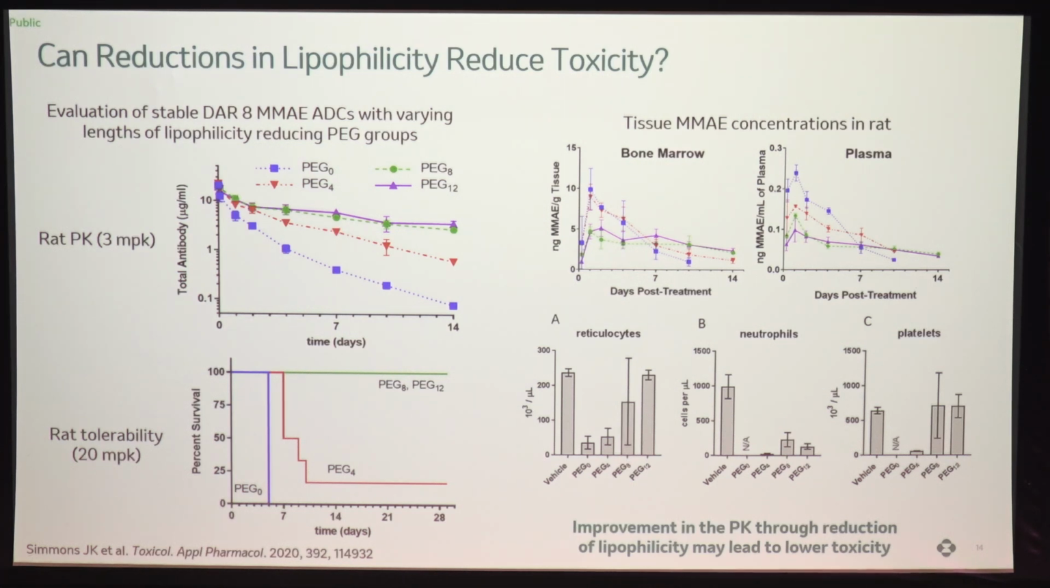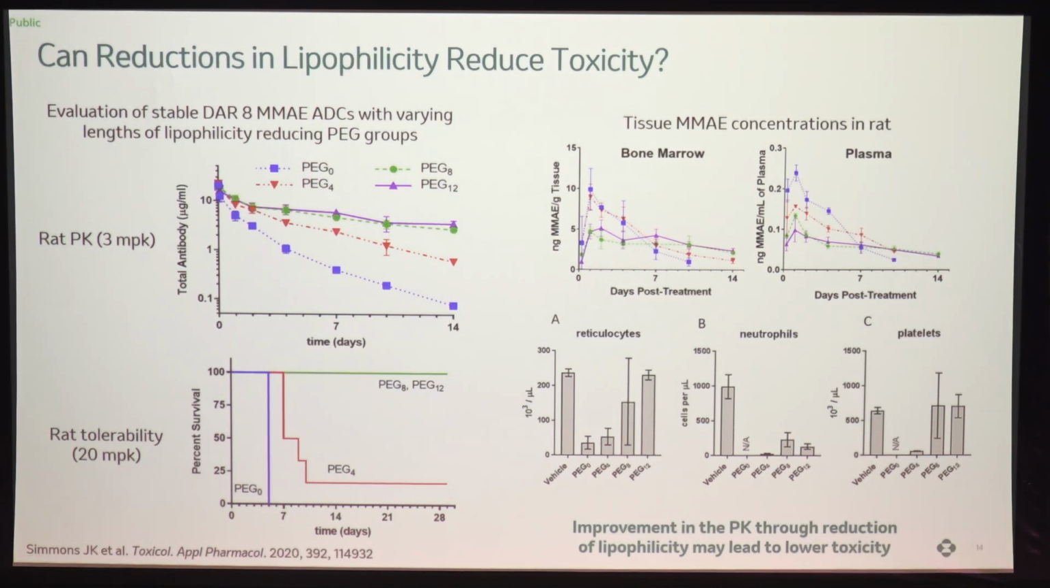But importantly, you don't just have an impact on PK, you actually have a significant impact on the tolerability. So this is a single dose rat tolerability experiment, 20 mpk. PEG 0 actually led to all animal mortality in less than a week. PEG 4, significant mortality. But then PEG 12 and PEG 8 actually dramatically improved the tox profile for these molecules.